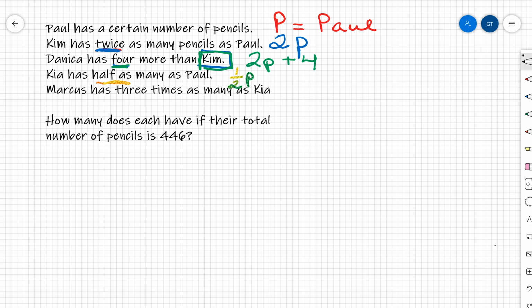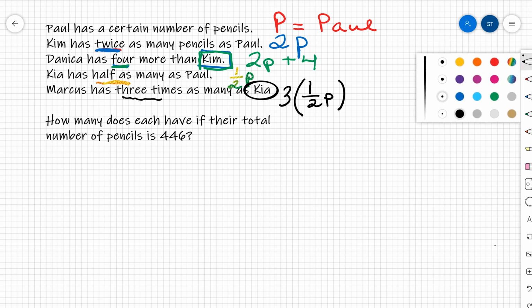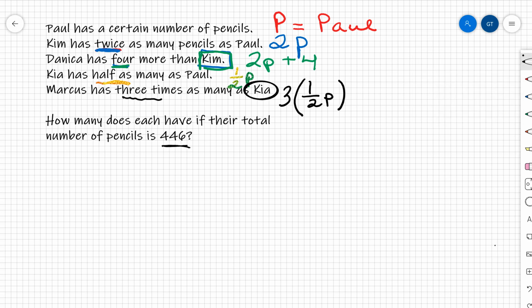And then for Marcus, he has 3 times as many as Kai. Well, Kai has 1/2 P, and Marcus has 3 times that. So we are going to multiply that by 3. Okay, so we've got our equation for each one of them. Now the next step says their total is 446. So that means if I add up Paul, Kim, Danica, Kai, and Marcus, their total is going to be 446.